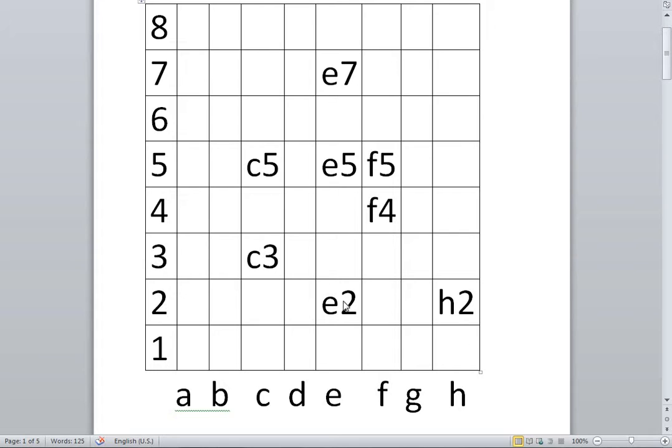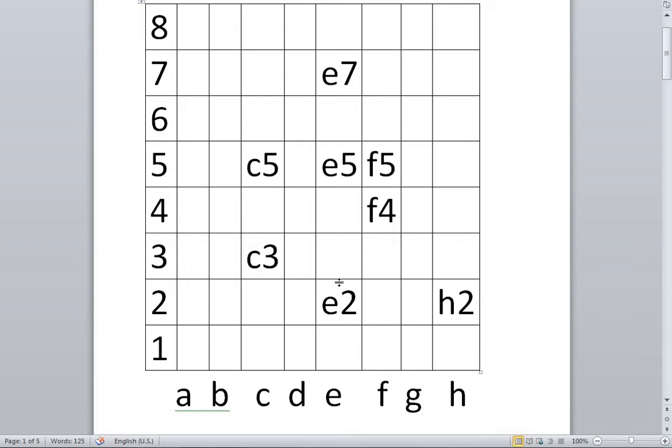Now we will go to the next part, how to find the name of the square. Every square on the chessboard has got a particular name. For example, if we go for this square, it is standing on the C file and then on the 3rd rank. So the name of it is C3. This square, C file, 5th rank. So C5.